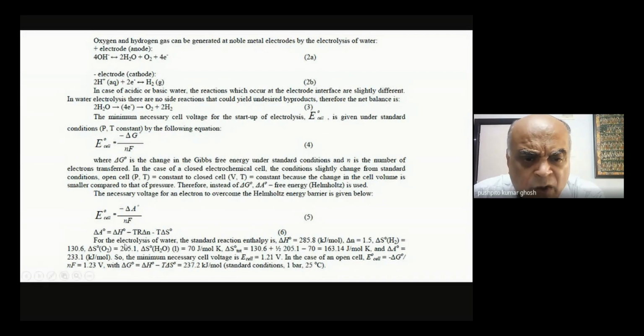Okay. And from all the data on the standard reaction enthalpy, the delta n for the reaction, the entropy, delta S values, etc., you can actually calculate that the cell potential would be about 1.21 volt. This is what we talked about. This is what you would get back if you operated a fuel cell with hydrogen and oxygen.